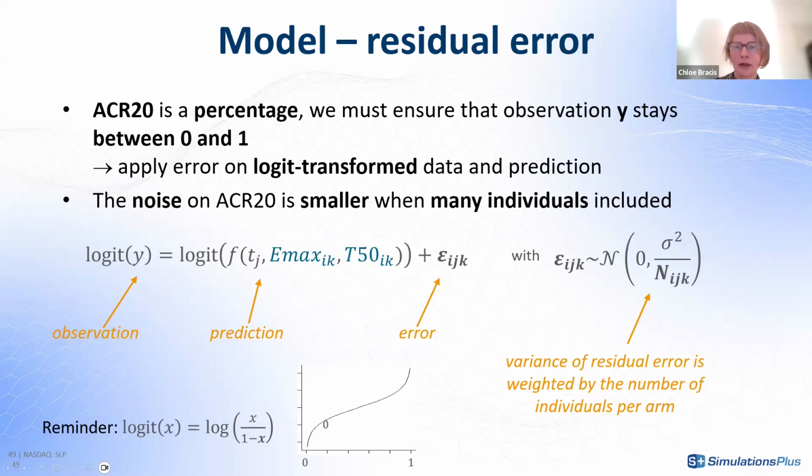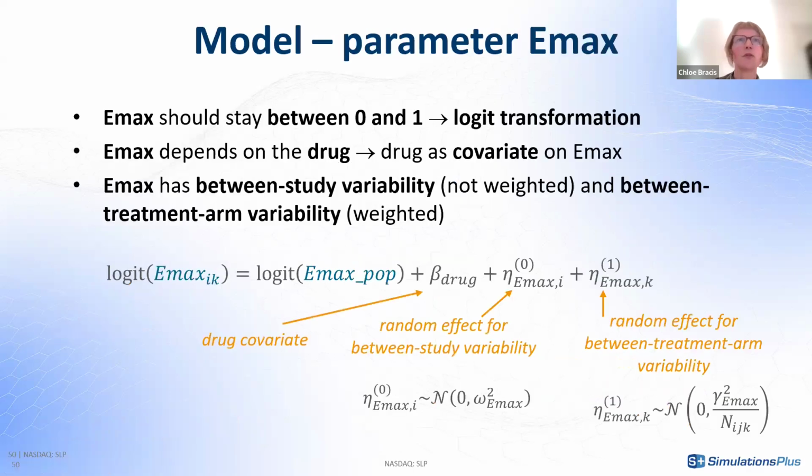So let's look at how we're going to handle those parameters. Our parameter Emax also needs to stay between 0 and 1, so we're also going to use a logit transformation for it. Emax we think could depend on the drug, so we'll use drug as a covariate. And here we're going to use both between study variability, which is not weighted, and between treatment arm variability.